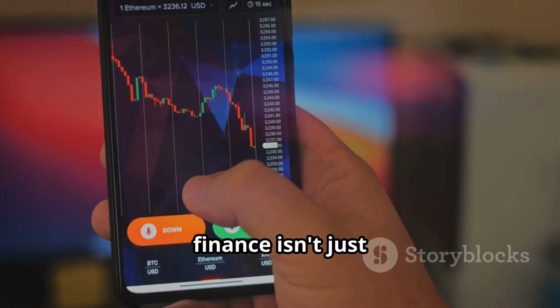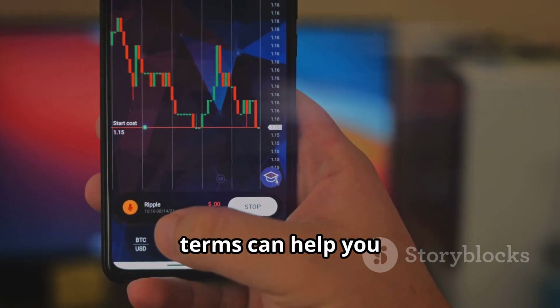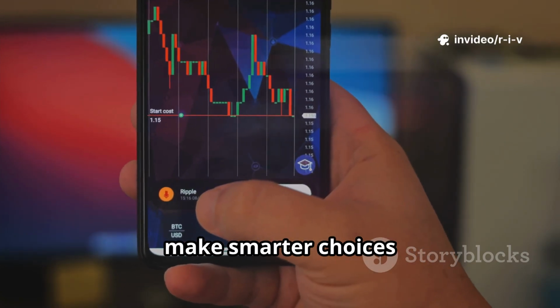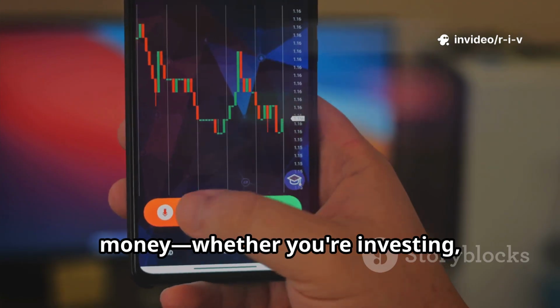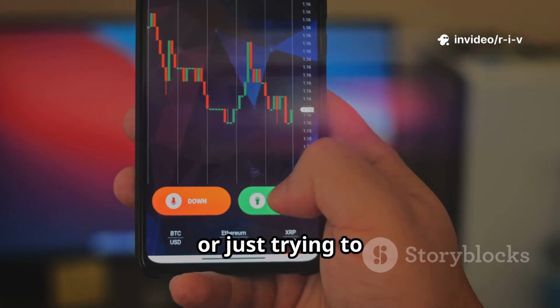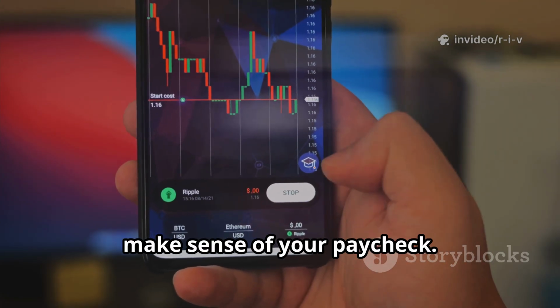Remember, finance isn't just for Wall Street. Understanding these terms can help you make smarter choices with your own money, whether you're investing, saving, or just trying to make sense of your paycheck.